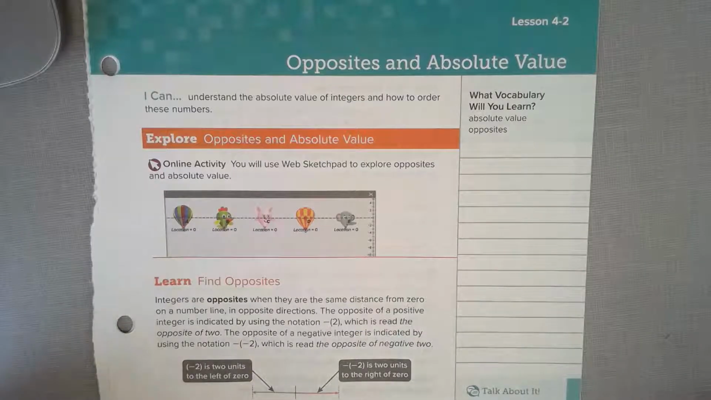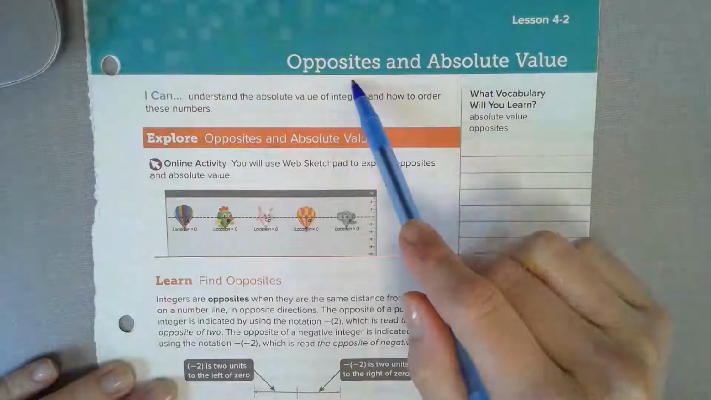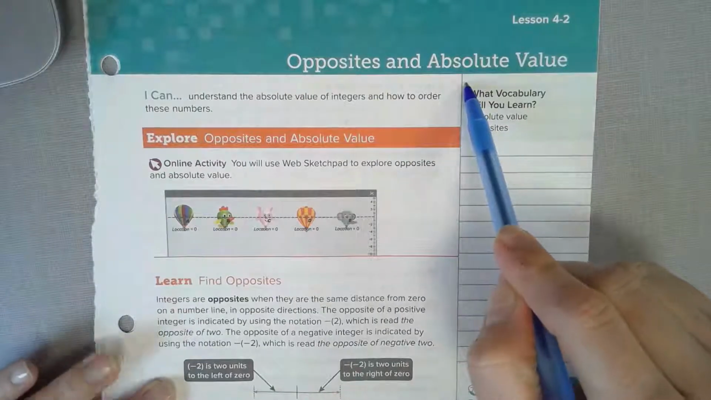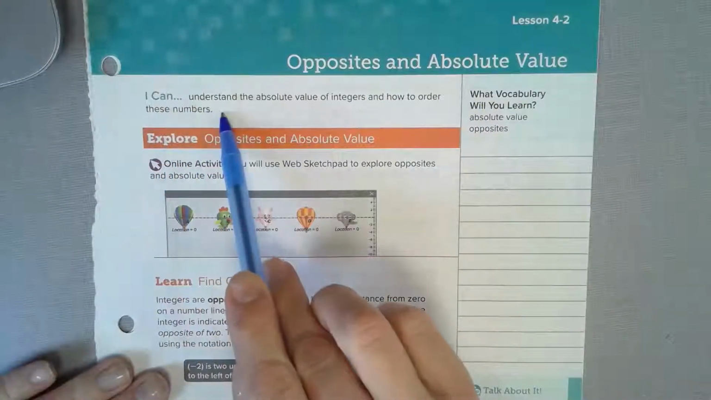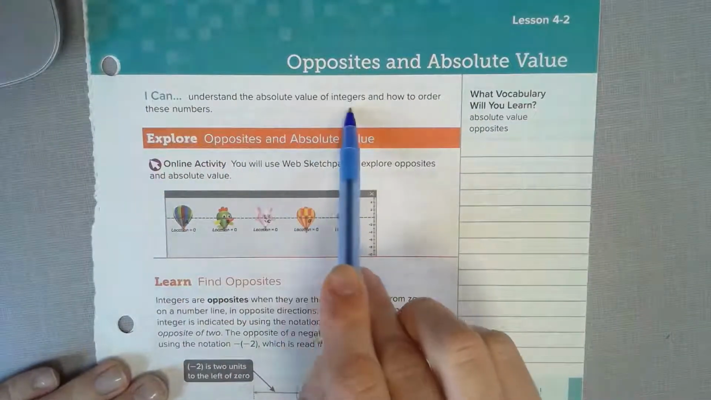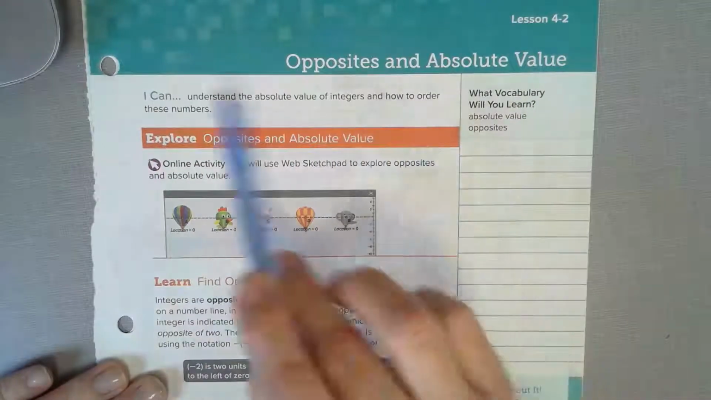Hello, 6th grade. We're going to start lesson 4.2 in your workbook on page 199. This is about opposites and absolute value. I can understand the absolute value of integers and how to order these numbers.